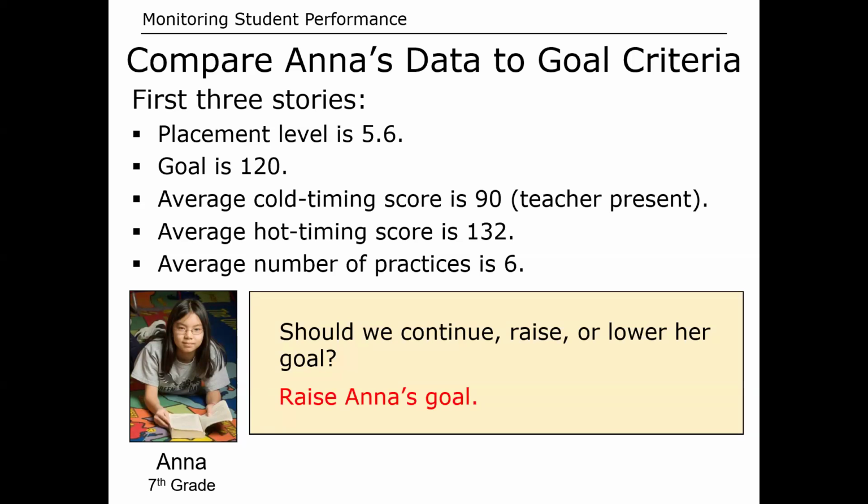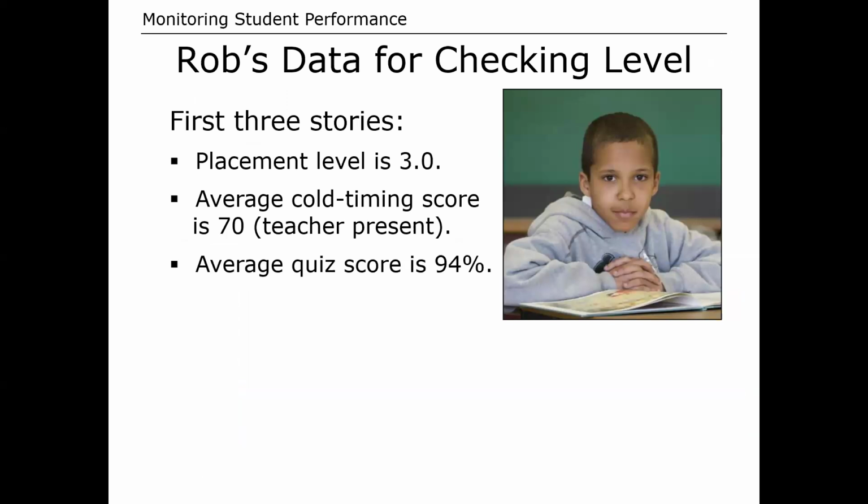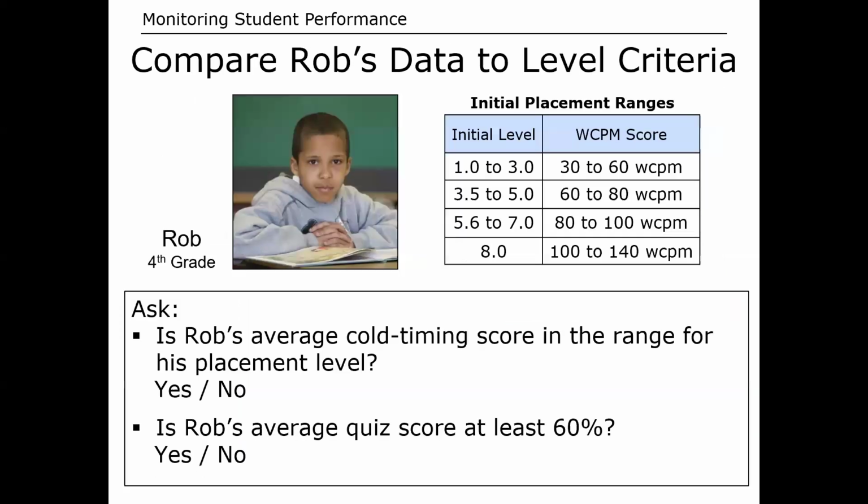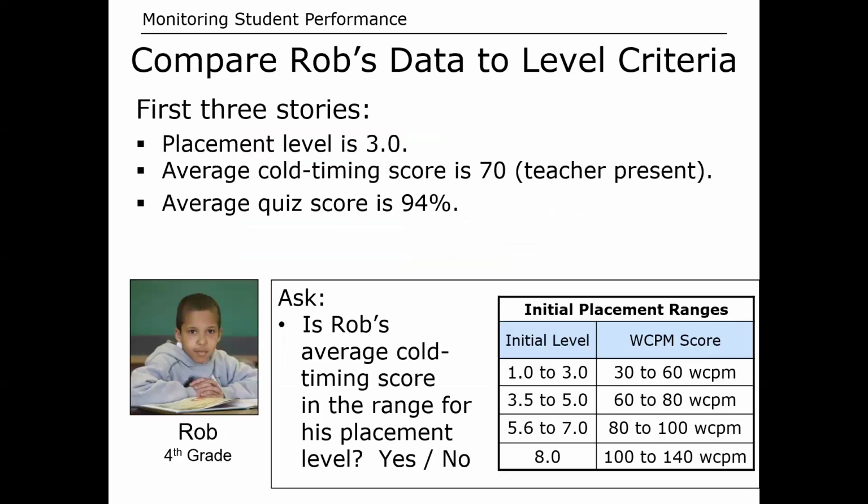So let's take a look at another student, Rob. Rob is a 4th grader. He's working in level 3.0. His average cold timing is 70, and he's doing very well on the quiz with 94. So ask yourself, is his average cold timing score in the range for placement? Let me give you the information you need to answer that question.